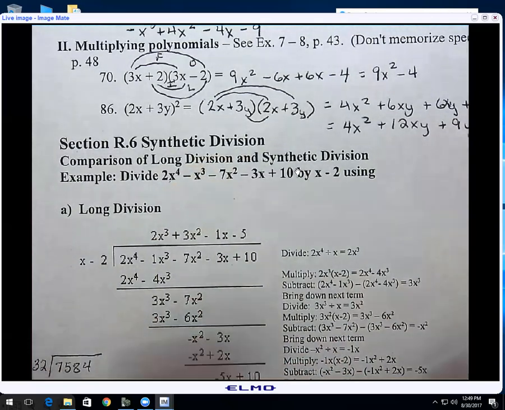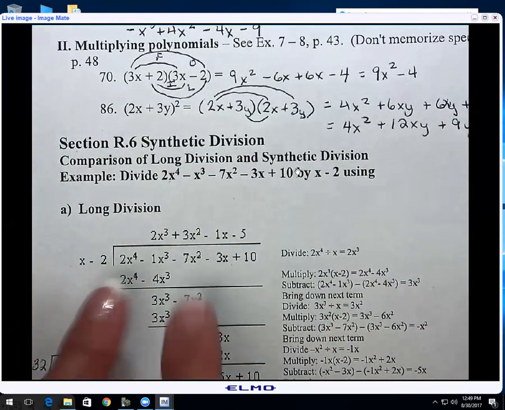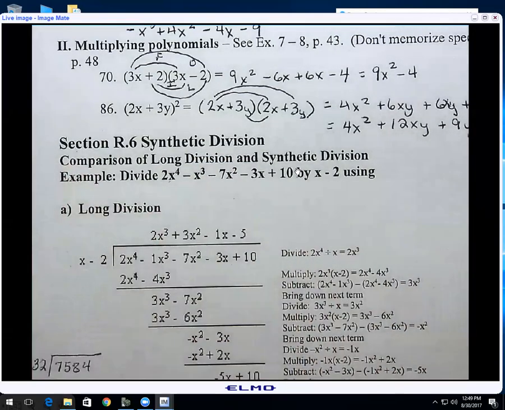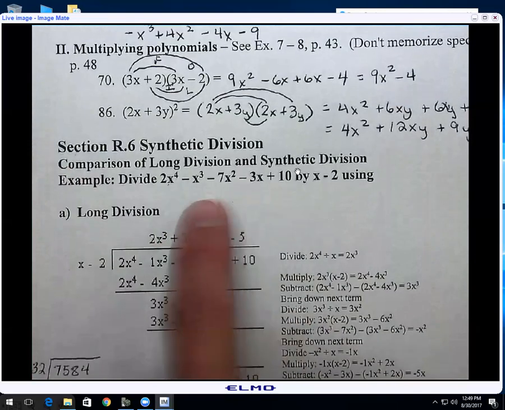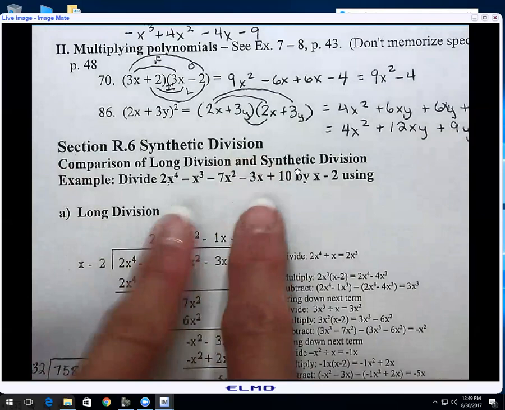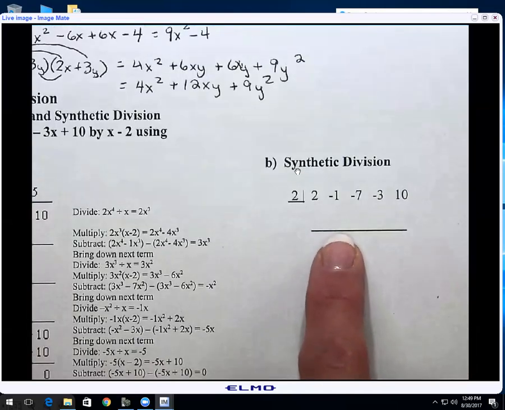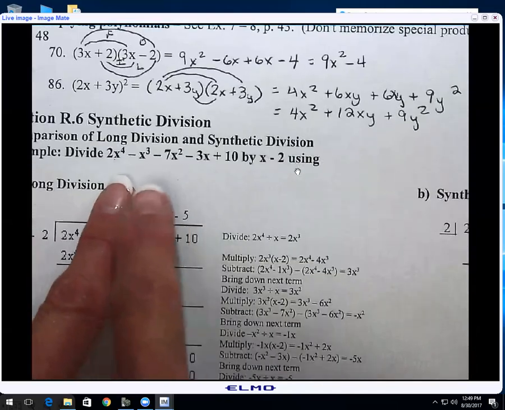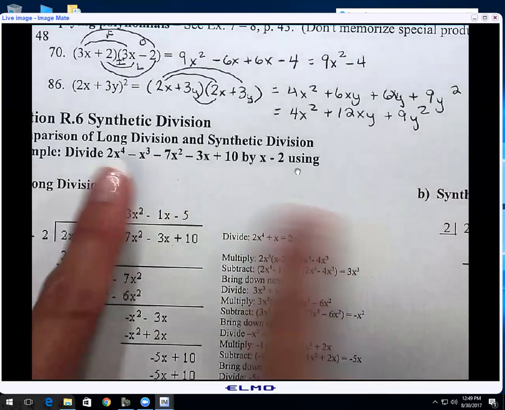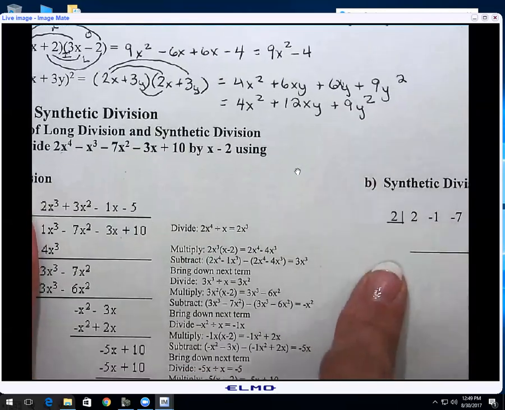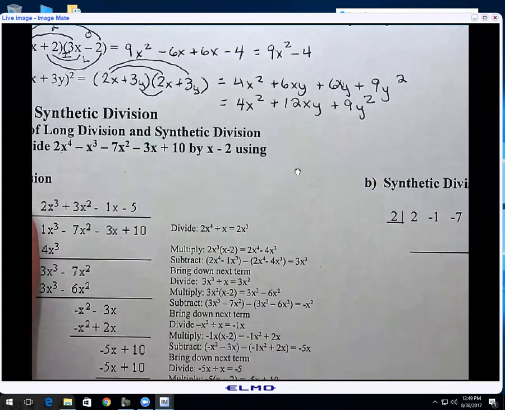Similarly, I'm not going to get the right answer if I don't notice that there are missing terms and put zeros in when I'm using synthetic division. This one's not missing any terms, so let me just do this example to show you how much faster synthetic division is than long division. It's the same problem, we're going to get the same answer, but we're going to do it a different way.